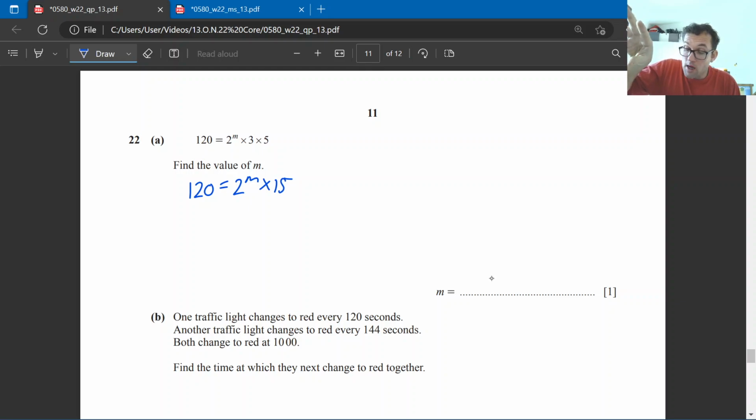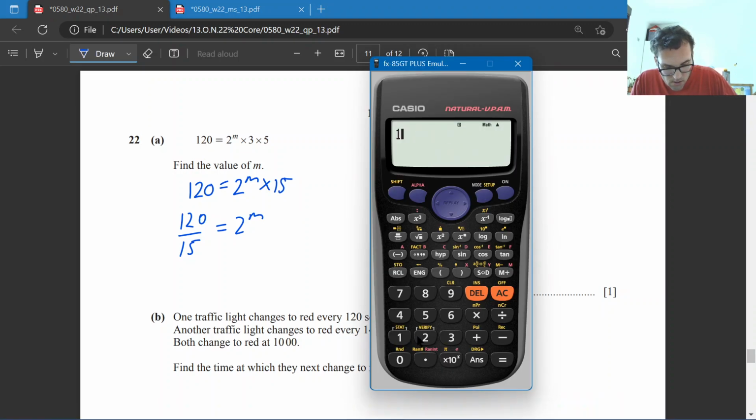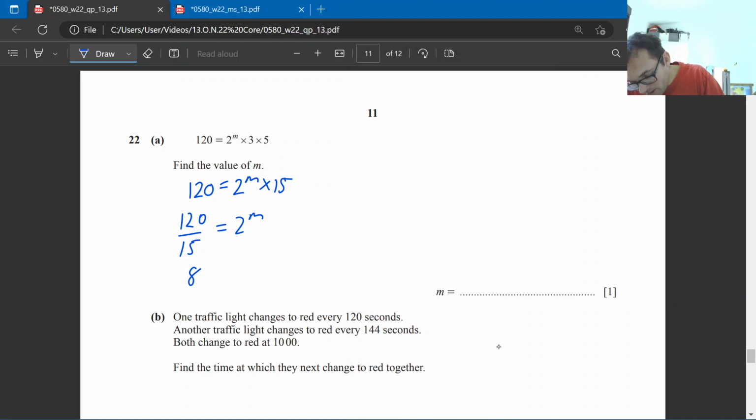Okay. What we can do now, we can get rid of the 15 by dividing both sides by 15. So we can do 120 divided by 15 because that's a times. So we divide. So what's that? 120 divided by 15. Is that 6? No. That's 8. Okay, so now we've got 8 equals 2 to the m. Right, what do we know about 8 and 2? Well, we're working here with indices. Little numbers at the top.